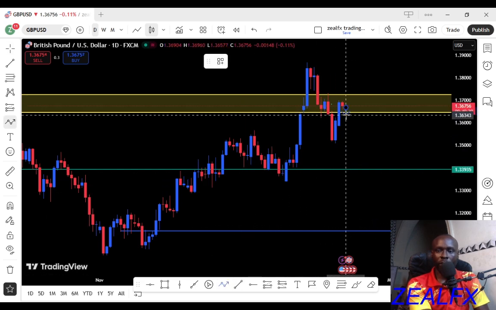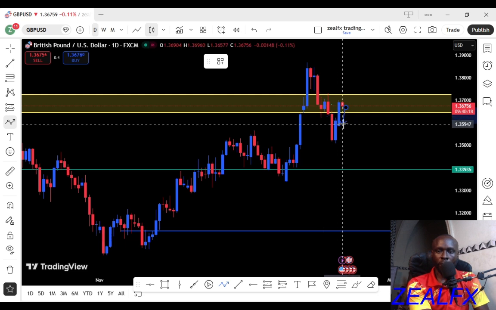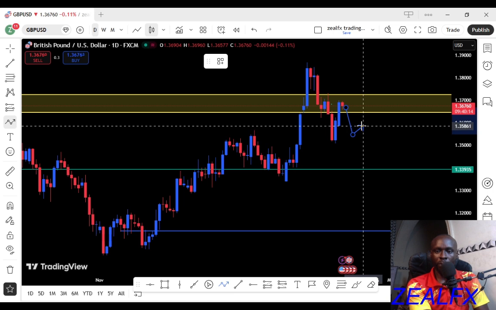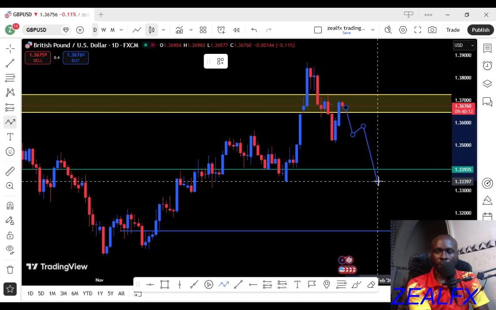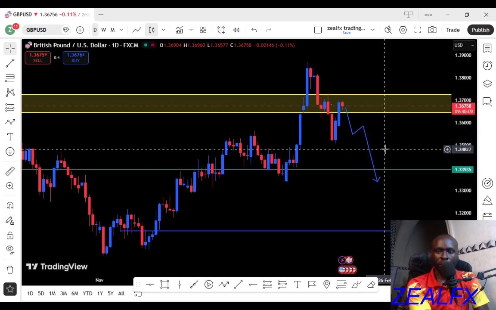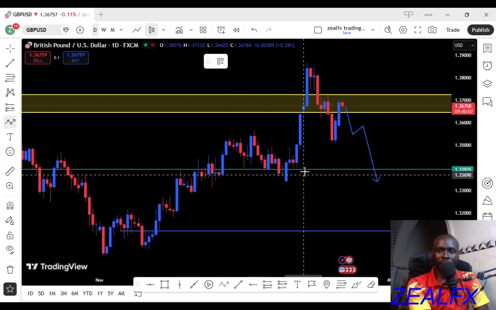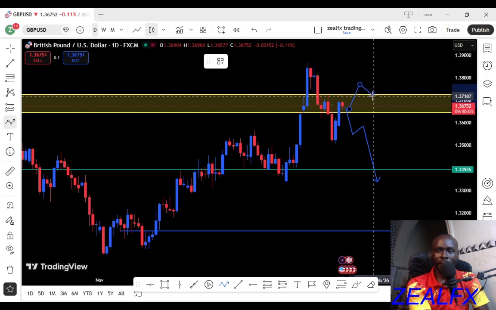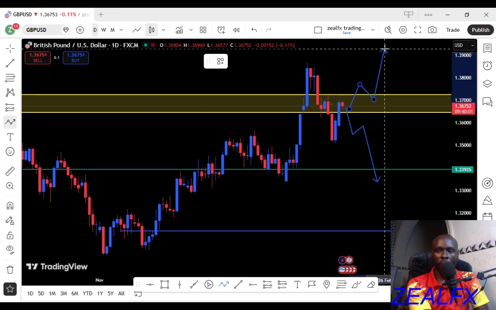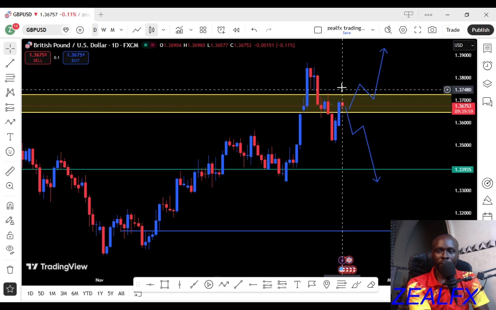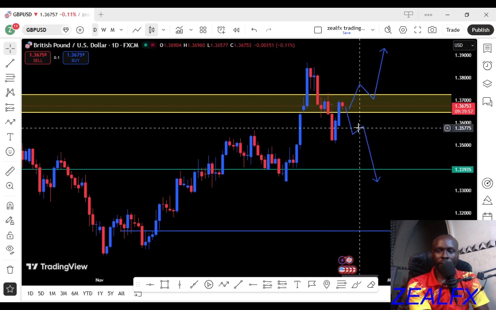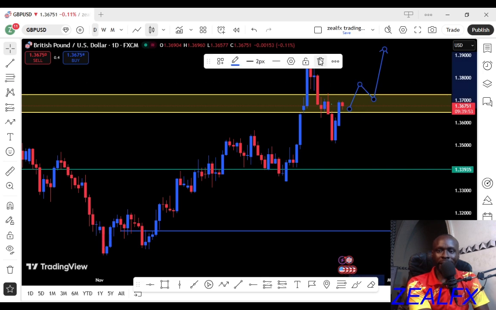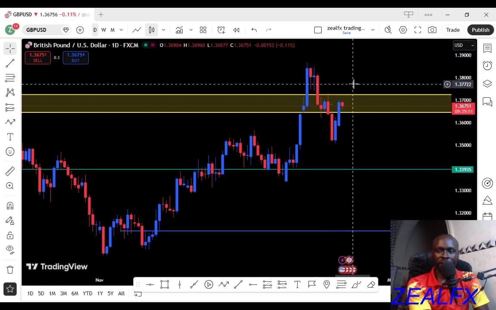If we see price close below this support level with a price action setup, we start looking for our possible selling opportunity to this next weekly level. But if we see price close above this resistance level, we might see more bullish trend for the pounds USD. So, but in the favor of the higher time frame, we need a clear close of price above this resistance level.